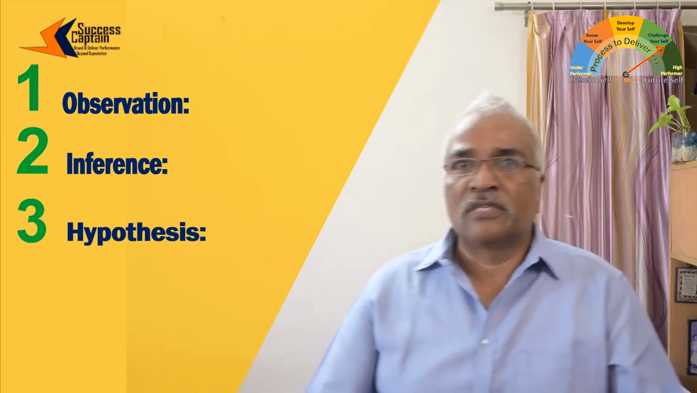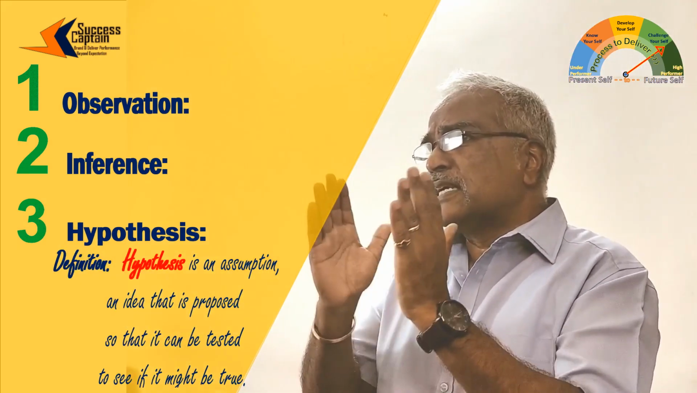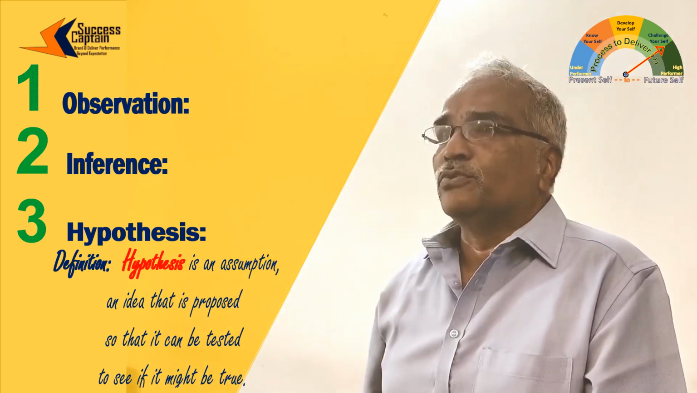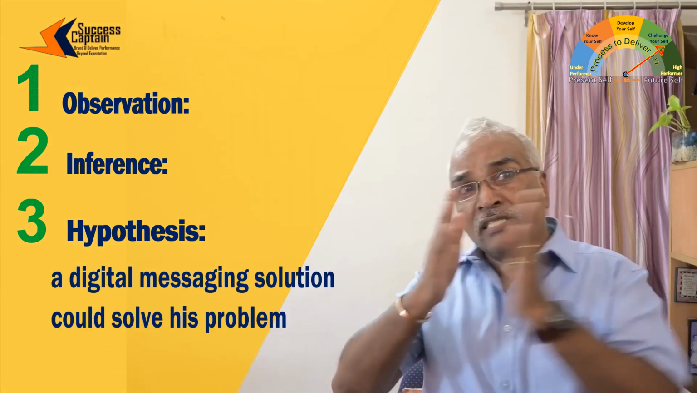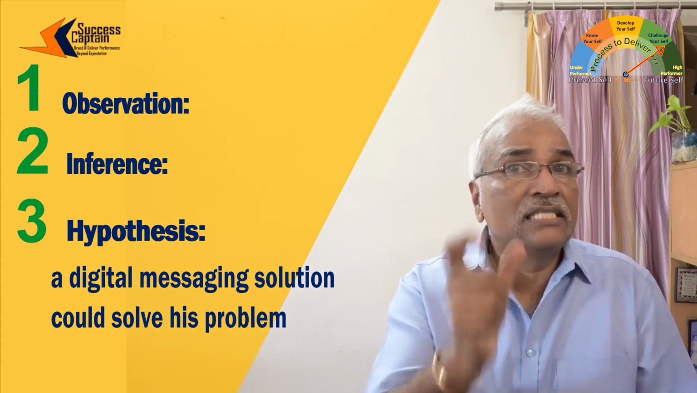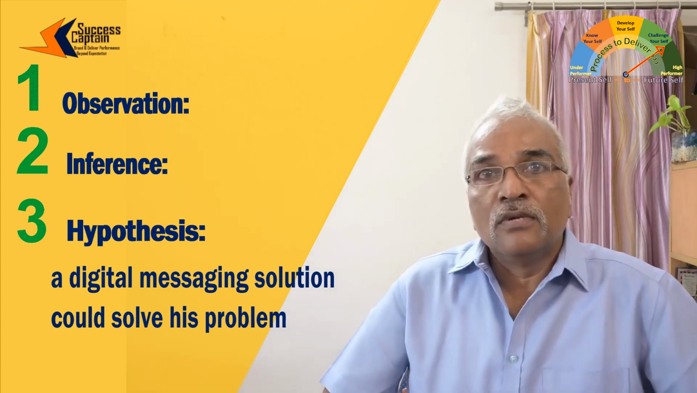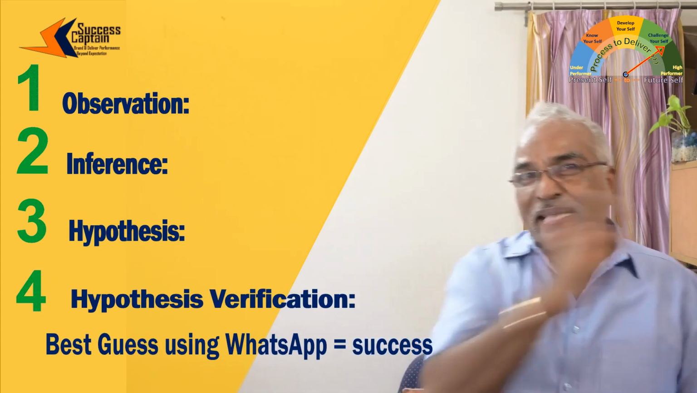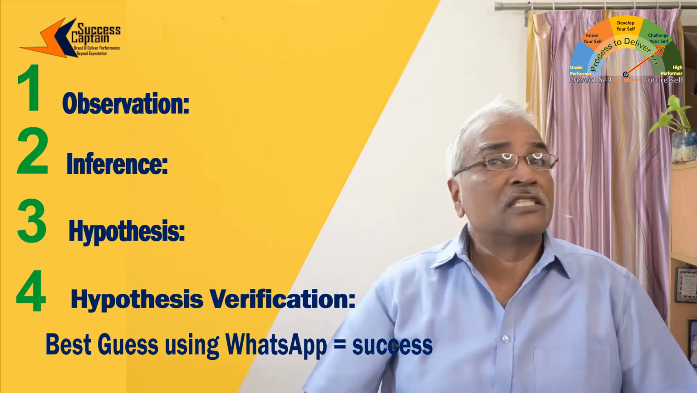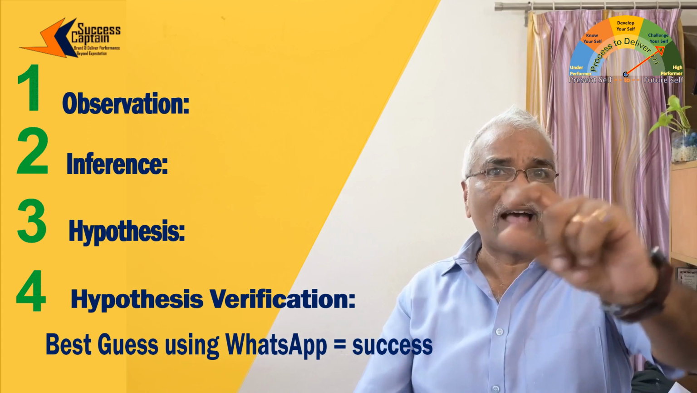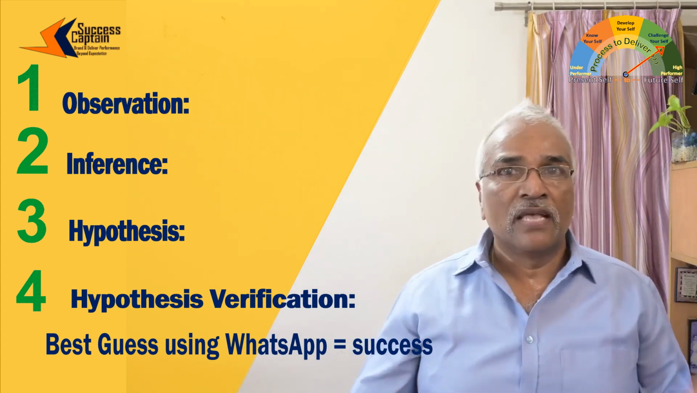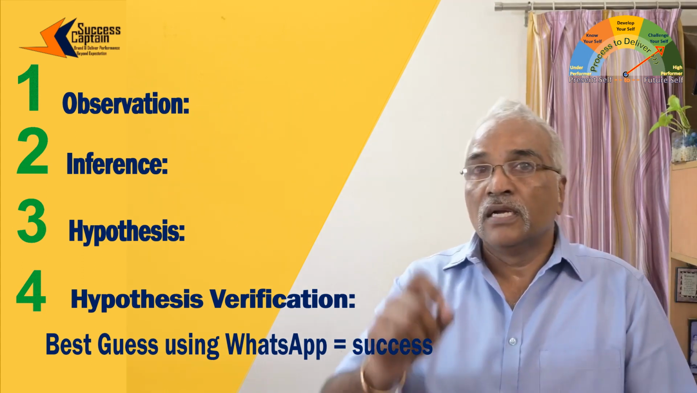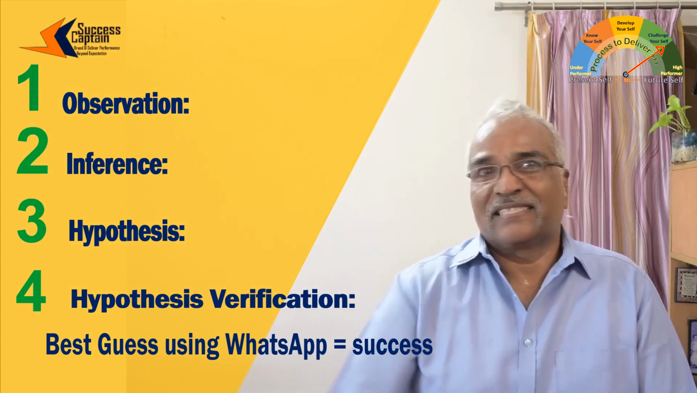Third step is the hypothesis. Friends, a hypothesis is an assumption, an idea that is proposed so that it can be tested to see if it might be true. His inference led to the hypothesis that a digital messaging solution could solve his problem. More so because most of his customers were digitally savvy. Step 4. Best guess, also called hypothesis verification. As most of his customers had smartphones and were using WhatsApp, his best shot would be to start requesting his customers to message him on WhatsApp. In his case, the best guess was a success.